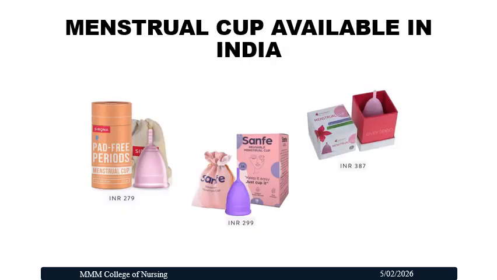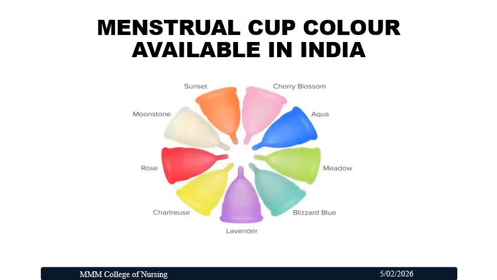So the menstrual cups available in India. These are the images of menstrual cups which are available in India. The menstrual cup colors available in India are sunset, cherry blossom, aqua, meadow, blizzard blue, lavender, chartreuse, rose, moonstone. These are the color availabilities in India.